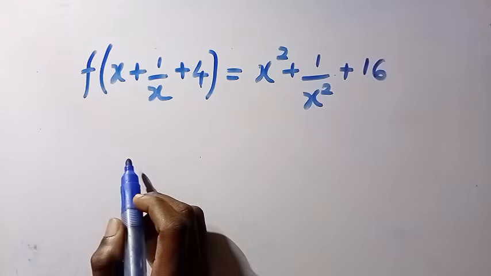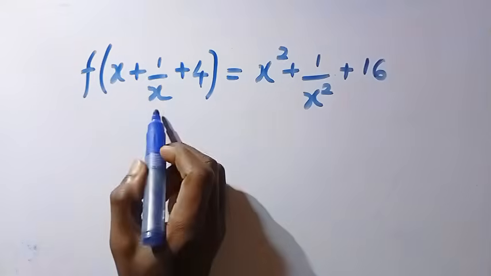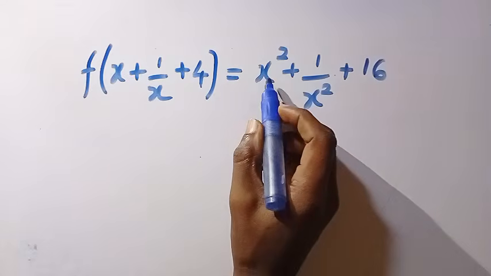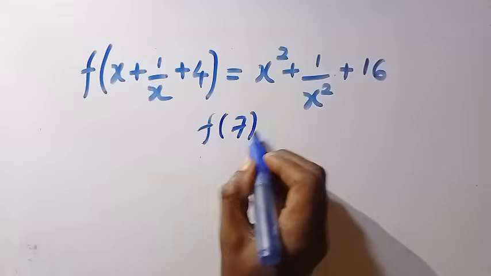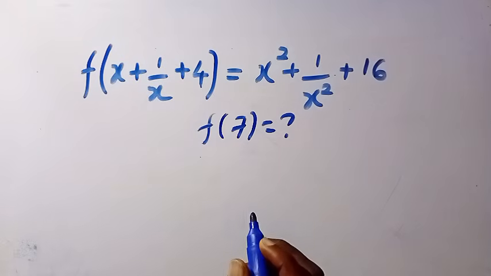We have this interesting functional equation: f of (x plus 1 over x) plus 4 equals x squared plus 1 over x squared plus 16. And the question is, what is f of 7? I have two different ways of solving this. Pause this video and give it a try.